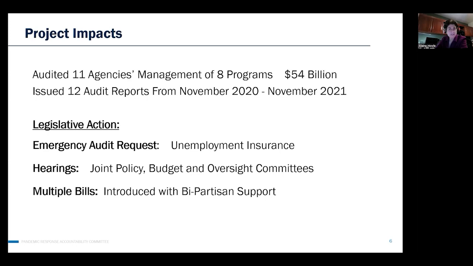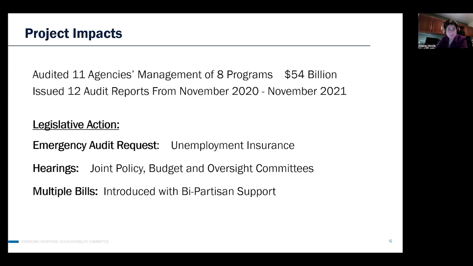Because we had deemed it high risk, we could throw more resources at it. We weren't limited to the constraints of an emergency audit request, which has a cost constraint to it. But that clearly was a response that the legislature had to our high risk designation. They wanted us to get into EDD right away and do some audit work.